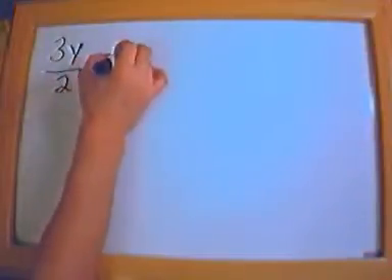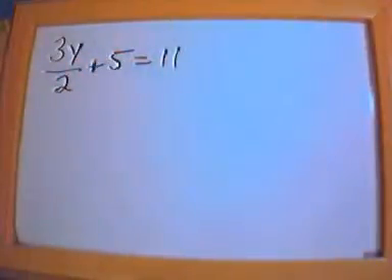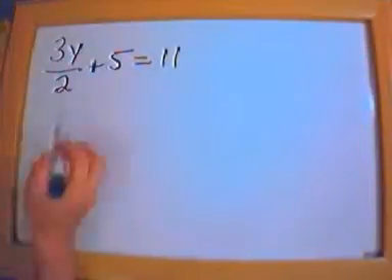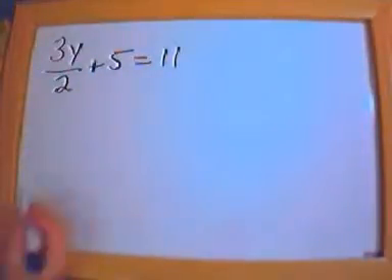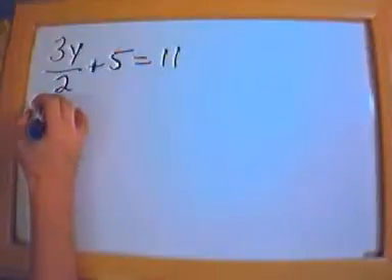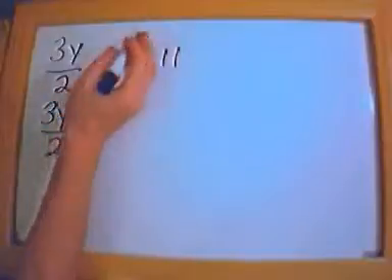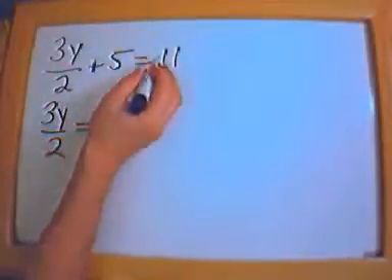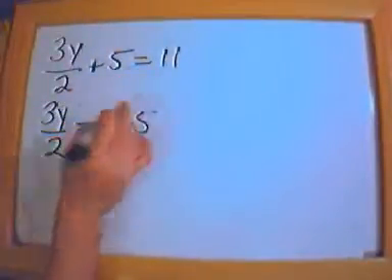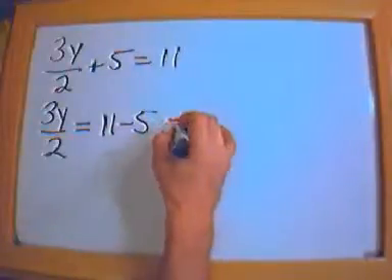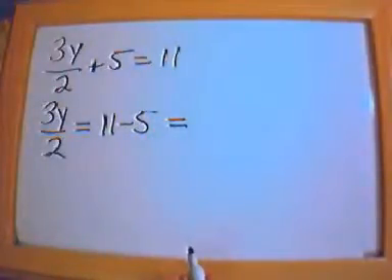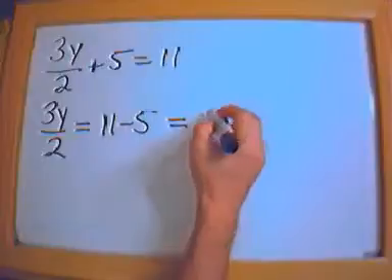Let's do one more like that. 3y over 2 plus 5 is equal to 11. So you look at this and you say, I want to solve for y. I know how to get rid of this 5, so let me do that. I'm going to subtract 5 from both sides. Once I subtract 5 from the left, all I'm going to have is 3y over 2, because this 5 is going to go away. That's going to equal 11 minus 5, because I have to subtract 5 from both sides. This is going to leave me with 6.